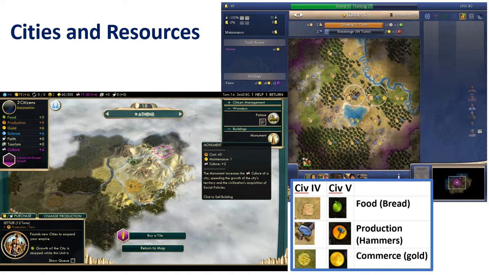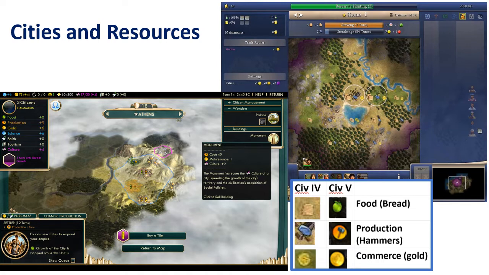Production, or hammers, are the all-purpose building resources of the game. Each city can produce one thing at a time depending upon the civilization's level of technology. A unit, such as a scout or a caravan or a soldier, a building in the city, or a wonder of the world like Stonehenge or the Great Library.